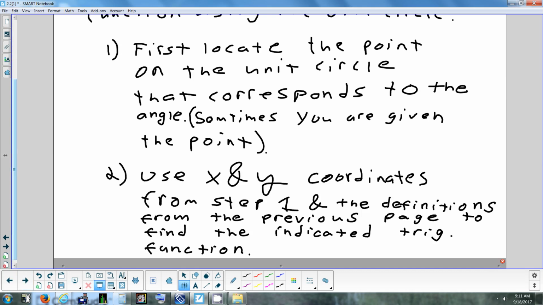Now, which definition do you use? Well, it depends on what they want to know. If they want to know sine, look up the definition for sine and plug it into that. If they want to know cotangent, look up the definition for that, plug your coordinate into that formula. Okay, what we'll do is we'll practice finding all 6 in class.